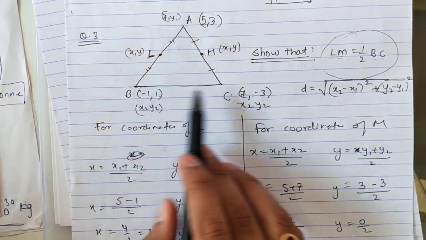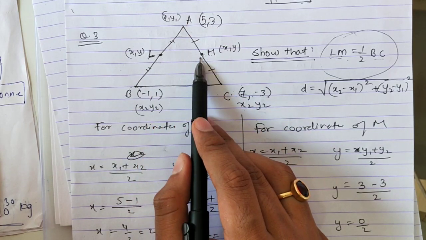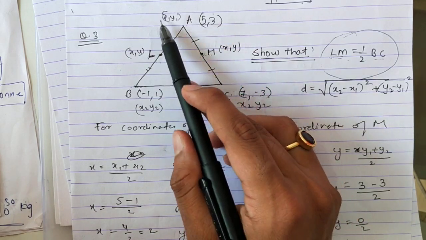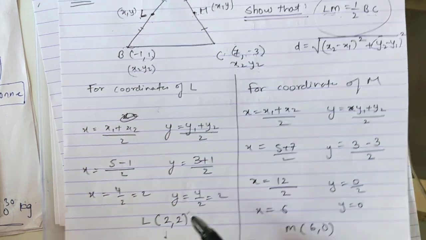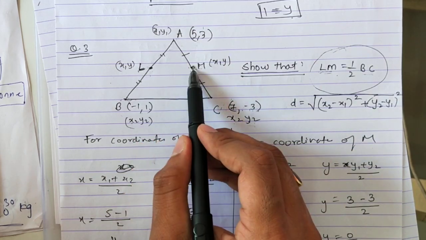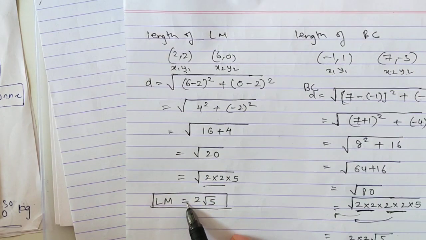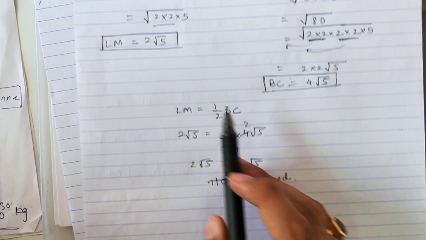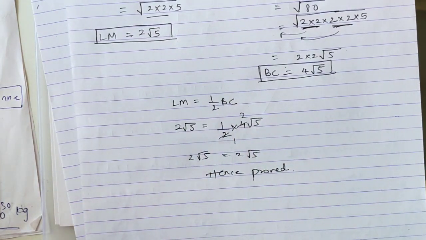First we were given all three vertices and L and M. We were told that L is the midpoint and M is also the midpoint. So first we found L, how? x1, y1, x2, y2 and this was x, y. I found L by midpoint formula. Then we find M by midpoint formula. Then I have the coordinates of LM. Using the coordinates of LM, I found the distance of LM. Okay, and using the coordinates of B and C, I found the distance of BC. And then I substituted in the formula, LM is half of BC. Okay.